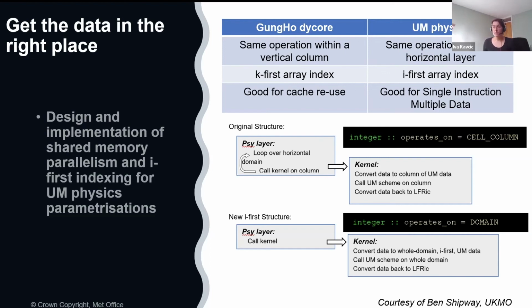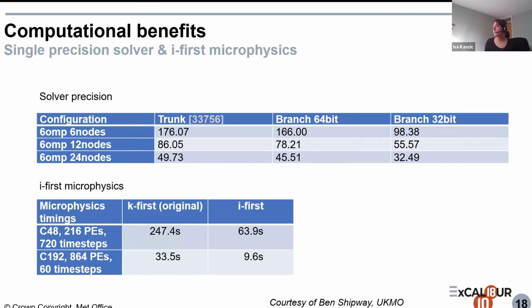And for the iFirst structure, what we do in the kernel call is, in these iFirst kernels, we convert the data to whole domain iFirst data. We call the scheme on the whole domain, and we convert data back to LFRic. Whereas with the K-first kernel, which we usually use for dynamics, we would just call the scheme on a column. So now we have the ability to do it on the entire field as it's done in the And there's our summary results.